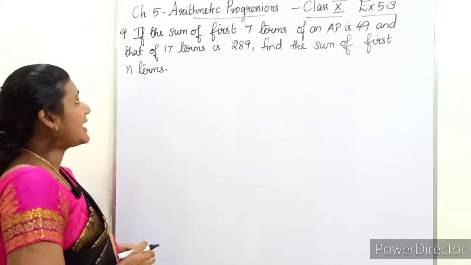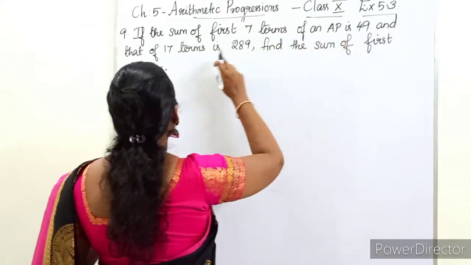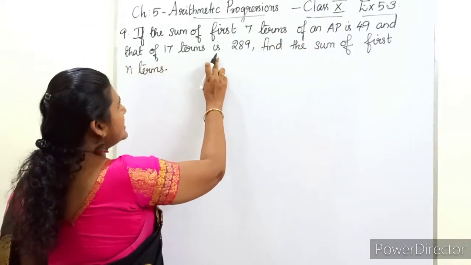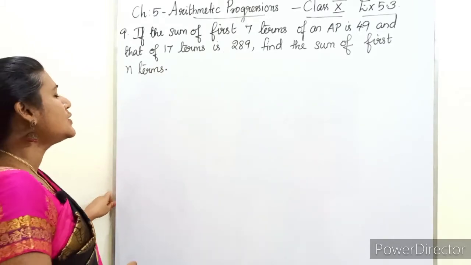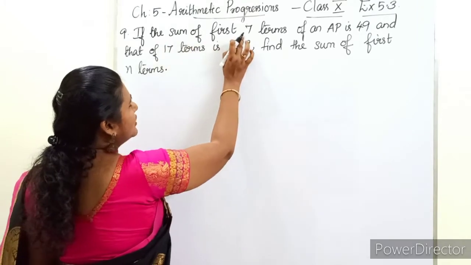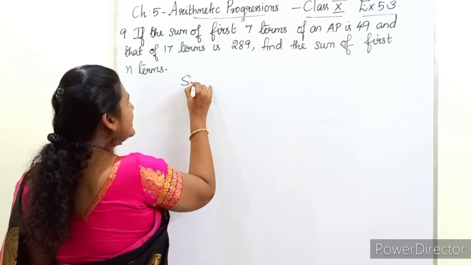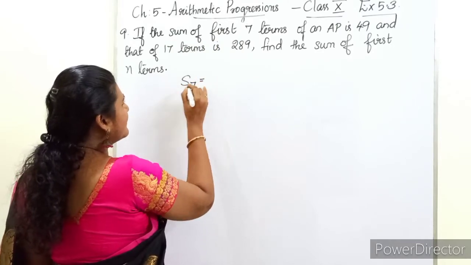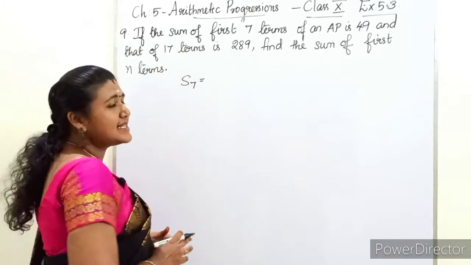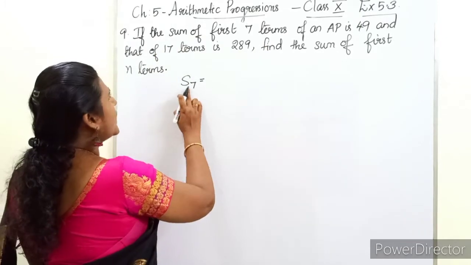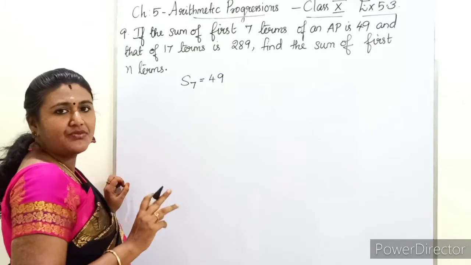Question number 9. If the sum of the first 7 terms of an AP is 49 and that of 17 terms is 289, then find the sum of the first n terms. In this question, what are the conditions given? The values of S7 and S17 are given. So S7 is equal to 49. From this we will find the first equation.